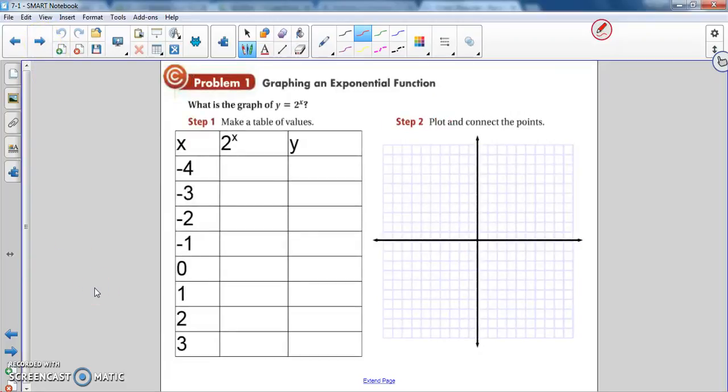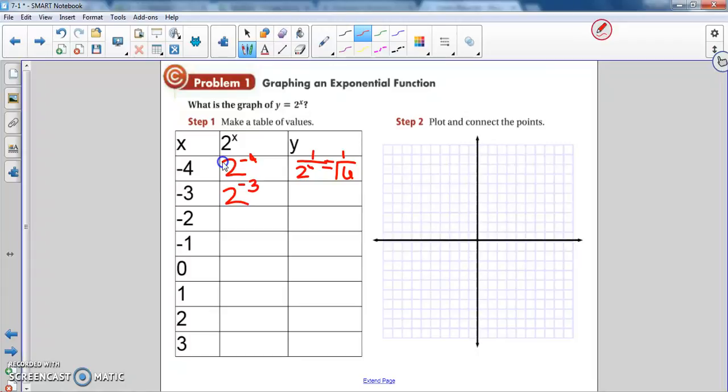Problem 1. Graphing an exponential function. We want to graph y is equal to 2 to the x power. So we are going to make a table of values. I'm going from -4 to +3, and I'm going to plug in -4 for x. So we have 2 to the -4th power, which is 1 over 2 to the 4th power, which is equal to 1/16.